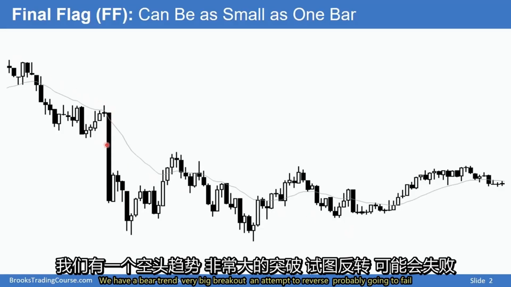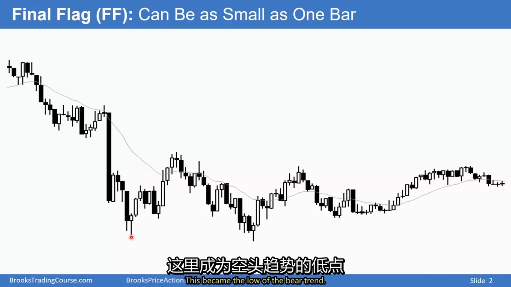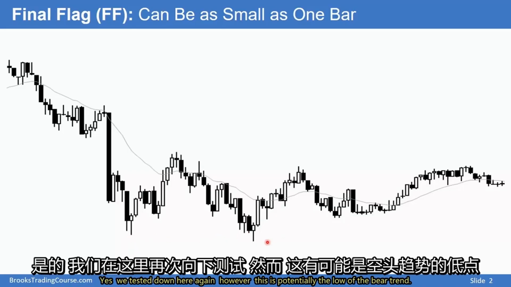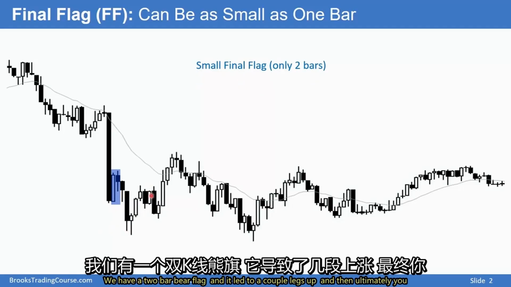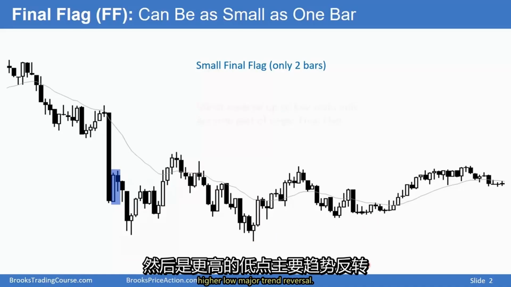We have a bear trend, very big breakout, an attempt to reverse, probably going to fail. And then we have a small bear flag, a 2-bar bear flag. And look at this. This became the low of the bear trend. Yes, we tested down here again. However, this is potentially the low of the bear trend. We have a 2-bar bear flag, and it led to a couple legs up. And then ultimately, you can call this a double bottom or a slightly lower low major trend reversal, and then a higher low major trend reversal.